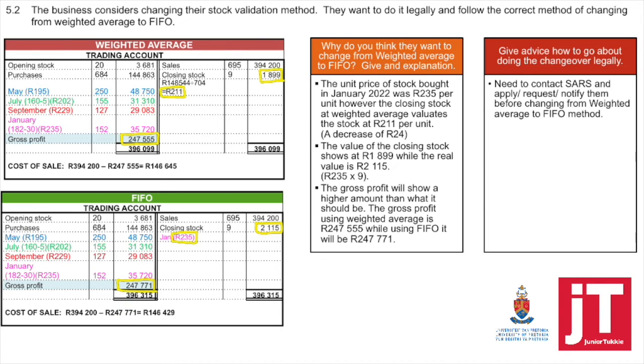Give advice how to go about doing the changeover legally. You need to contact SARS, the South African Revenue Services, and apply or request or notify them before changes can be made from the weighted average to the FIFO method.